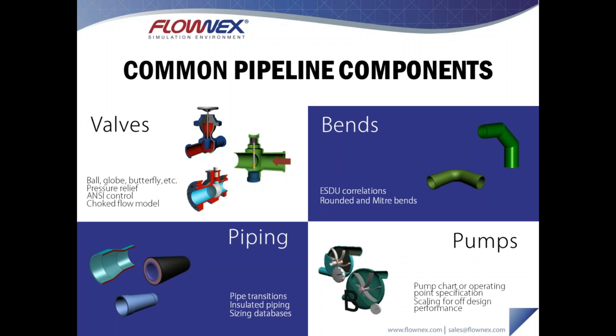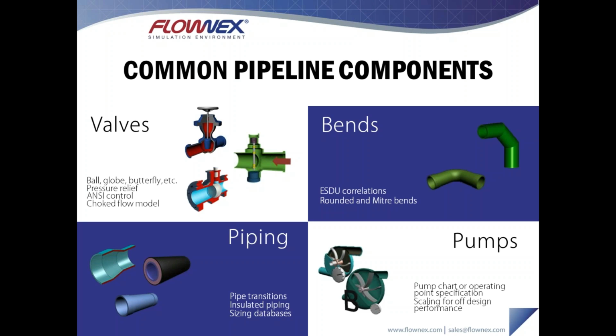These forces are a result of the pressure difference across the bend, as well as the change in direction of our velocity. So both of these are taken into account, and these forces are then made available in the results for these components. In terms of piping, we have a few piping models as well.